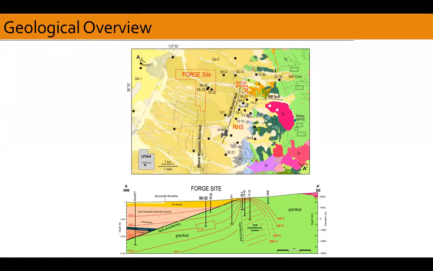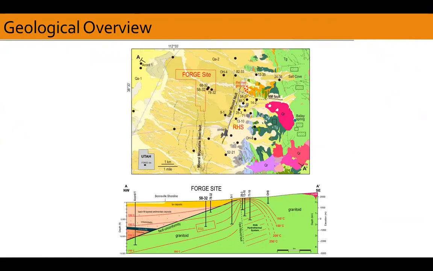This slide shows the geological setting of the Utah FORGE site as represented in plan and cross-sectional views. The cross-section runs in a northwest-southeast diagonal across the map. There are 3 main elements to emphasize. 1 is the rock types, 2 are the fault structures, and 3 is the thermal structure.